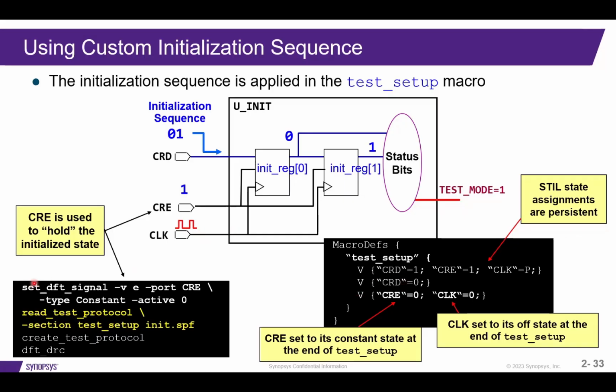I then use the command set DFT signal -port CRE active state 0 to indicate that the end of the sequence needs to be at value 0. I then use the read test protocol command -section setup to read in the initialization sequence. After that, I use the create test protocol command to build the complete test protocol, and then run the DFT-DRC command to perform design rule checking.